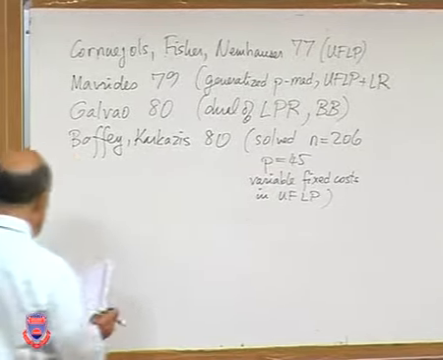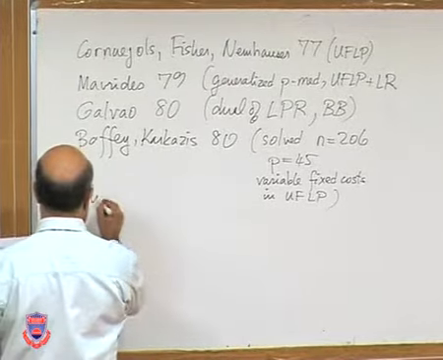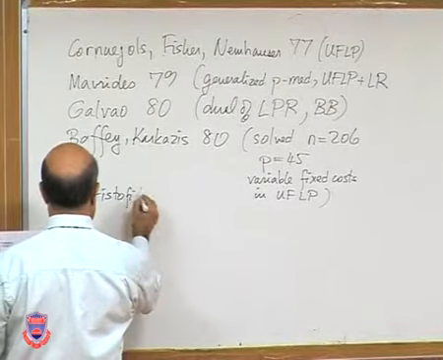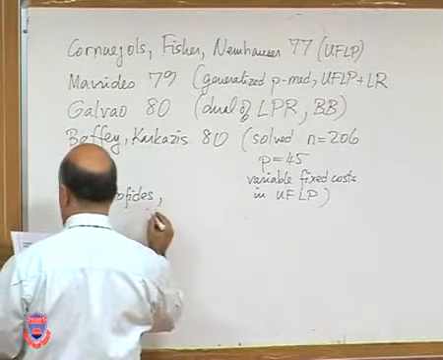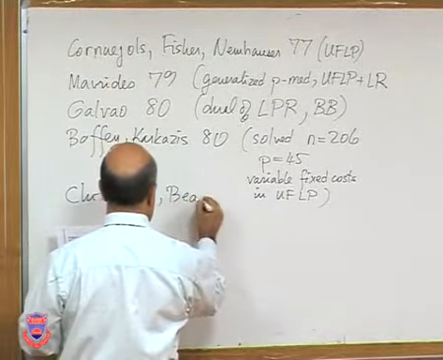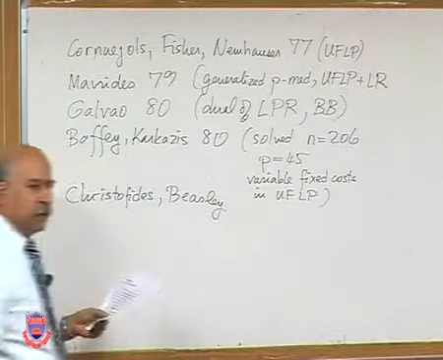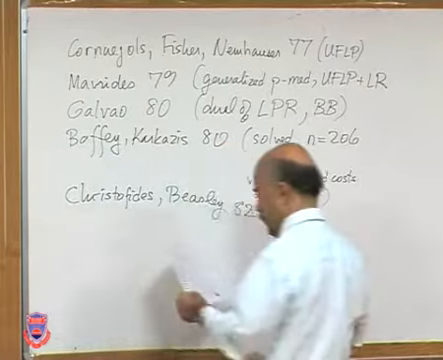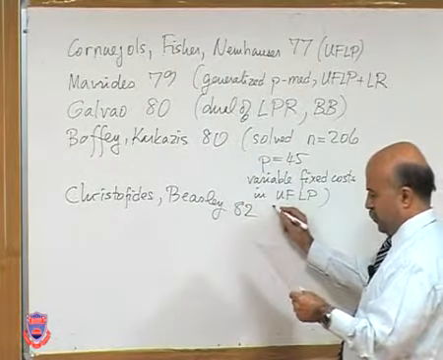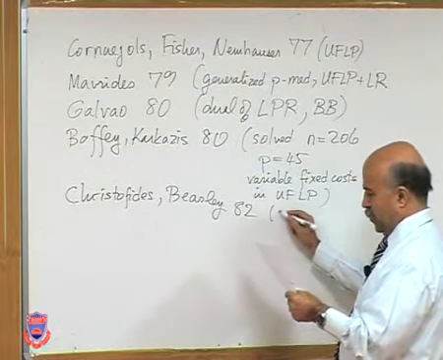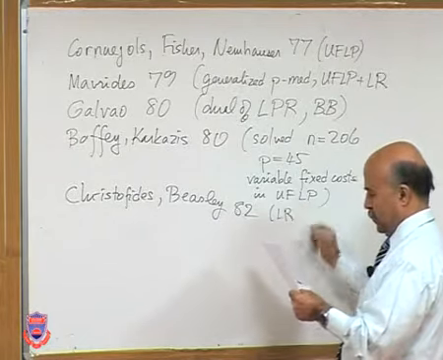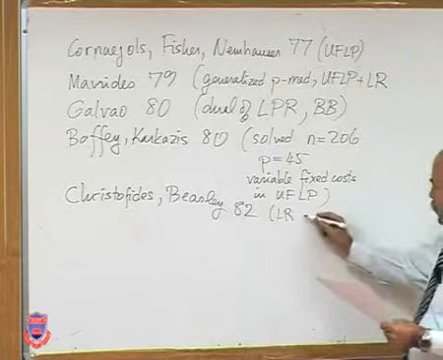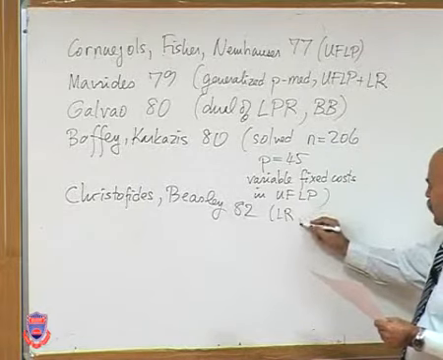All right. Next, Christofides and Beasley, from the England school, back in 82. They used Lagrangian relaxation, and they solved again up to n equals 200.